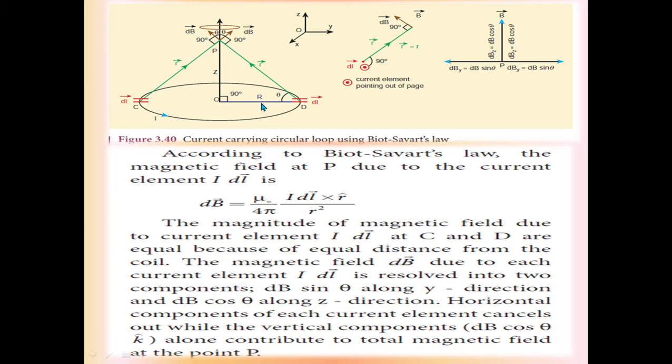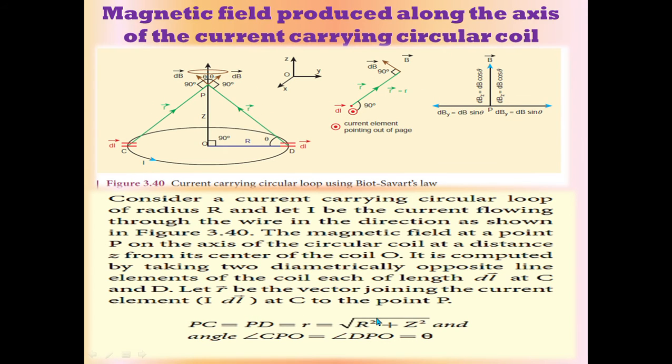Adjacent side is nothing but capital R. Hypotenuse side is nothing but small r. Already we know the value of small r. Small r is nothing but the root of r square plus z square. This can be written as r square plus z square, the whole power 1 by 2.